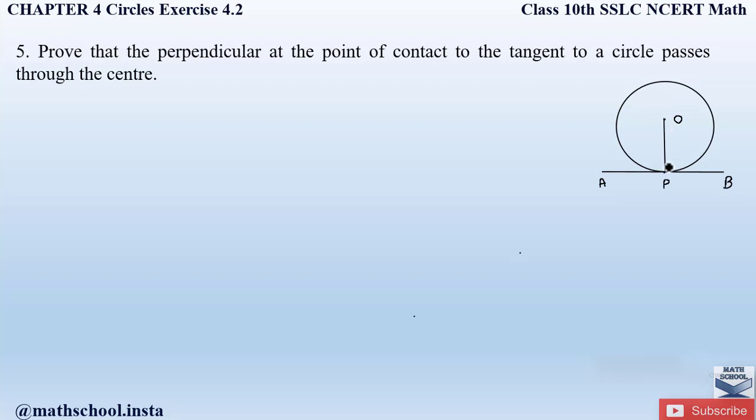To prove this, we can use theorem 4.1, which says the tangent at any point of a circle is perpendicular to the radius through the point of contact. According to theorem 4.1, this line drawn from the center to the tangent, that is the radius, is always perpendicular to the tangent. That is, it makes a 90-degree angle both on the left hand side and the right hand side of the radius.